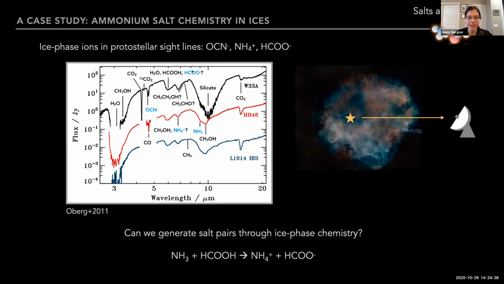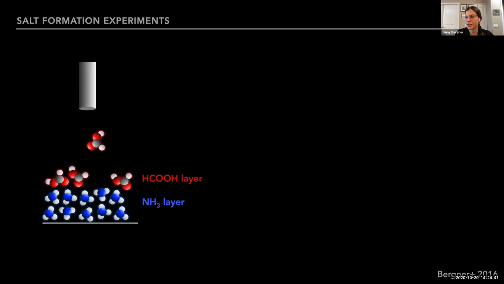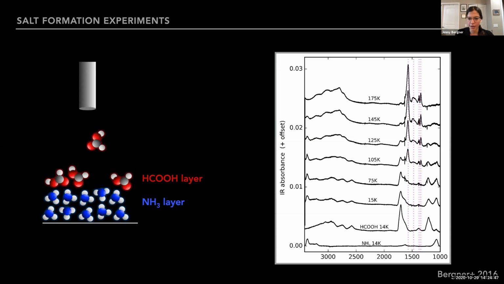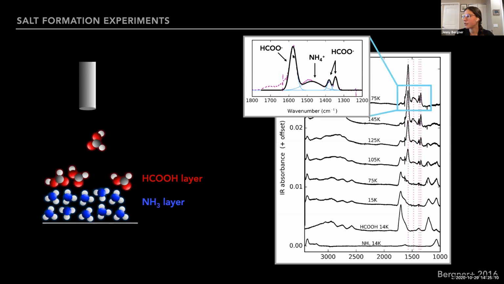So we wanted to see if we could generate these salt pairs through ice phase chemistry. And the system that I was looking at is the reaction between ammonia and formic acid to form the ammonium formate salt. The way we do these experiments, we deposit a layer of ammonia underneath a layer of formic acid on our cold window. And then we can characterize the chemistry using infrared spectroscopy. Here on the bottom, you're looking at the individual constituents, ammonia and formic acid. And then the sequence of temperature spectra is showing you how the infrared features change as you're warming a mixture of ammonia and formic acid. And we basically see the formation of these new features that correspond to these ion pairs.